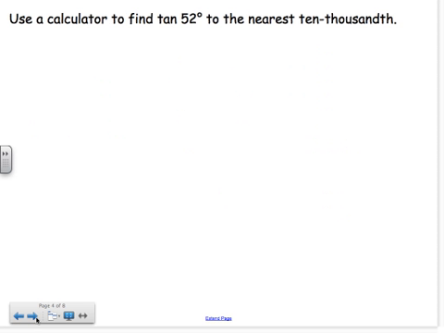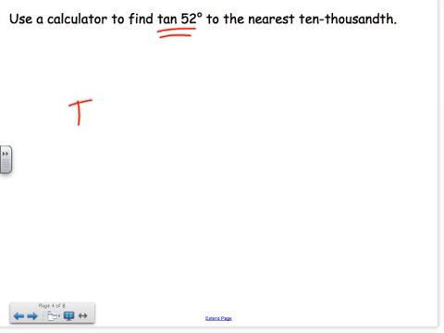Okay? Well, let's figure out what these actually do on the calculator. They actually give us a ratio. So if I wanted to find the tangent of 52 degrees to the nearest 10,000th, I just type it in on a calculator.